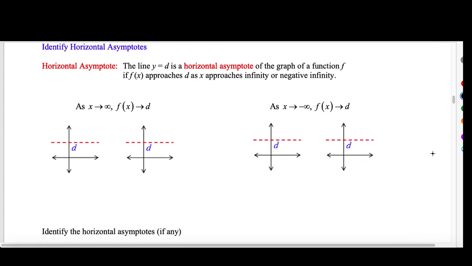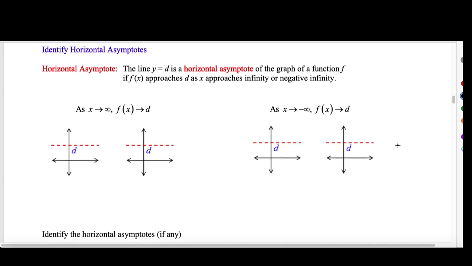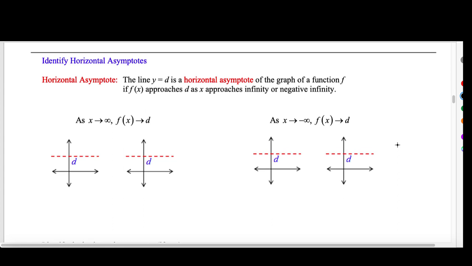First of all, a definition of a horizontal asymptote. The line y equals d is a horizontal asymptote of the graph of a function f if f of x approaches d as x approaches infinity or negative infinity.